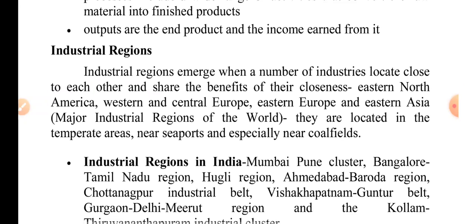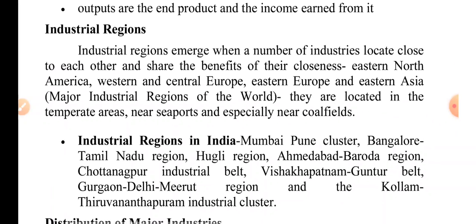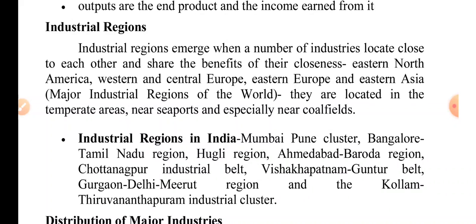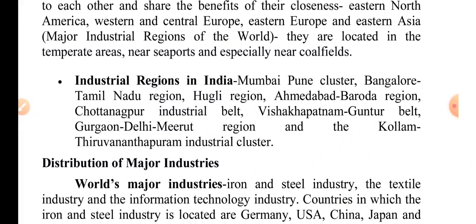And your next subtopic is industrial regions. Industrial regions emerge when a number of industries locate close to each other and share the benefit of their closeness. That means Eastern North America, Western and Central Europe, Eastern Europe and Eastern Asia. These are the major industrial regions of the world, and they are located in temperate areas near seaports and especially near coal fields.